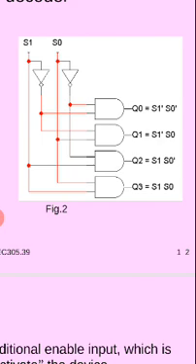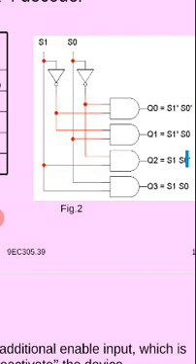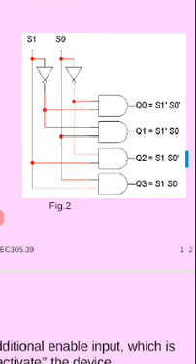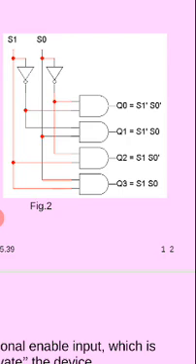This is the circuit diagram of a 2 to 4 decoder. It has 2 input lines and 4 output lines, that is, n to 2 power n. It has n input lines and 2 power n output lines.